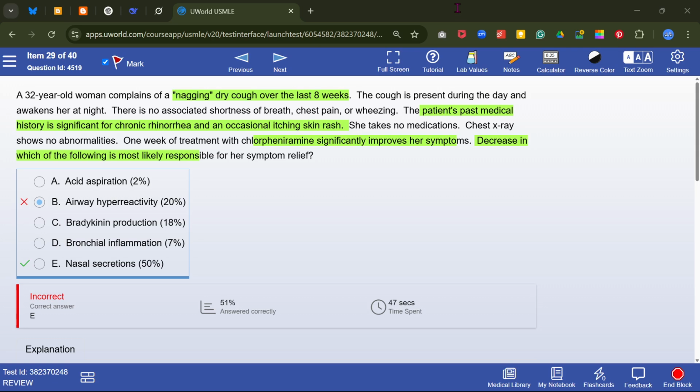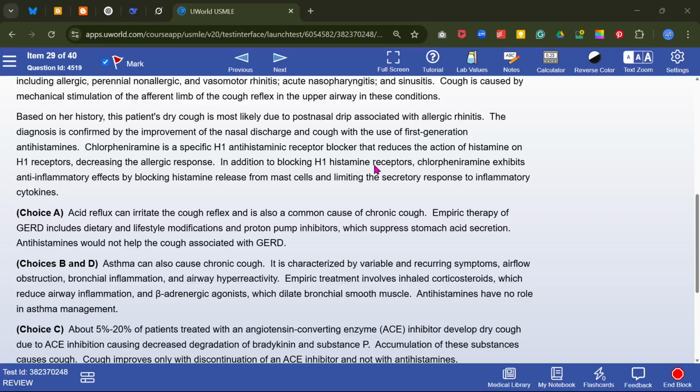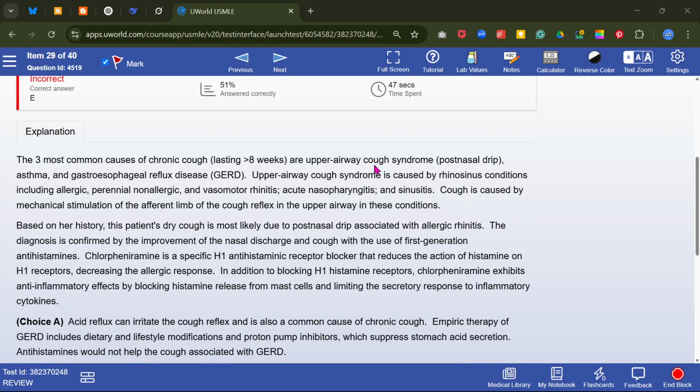One week of treatment with chlorpheniramine improves her symptoms. A decrease in which of the following is most responsible for her symptom relief? That is nasal secretion, and it looks like upper airway cough syndrome. The most common etiologies of chronic cough of more than 8 weeks are upper airway cough syndrome, postnasal drip, asthma, and GERD.